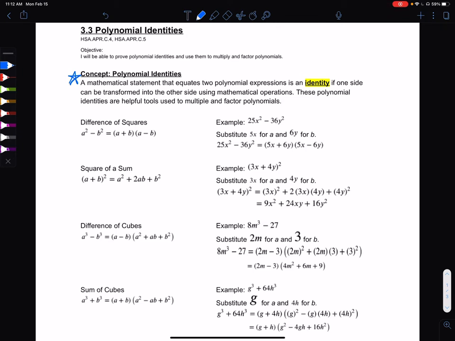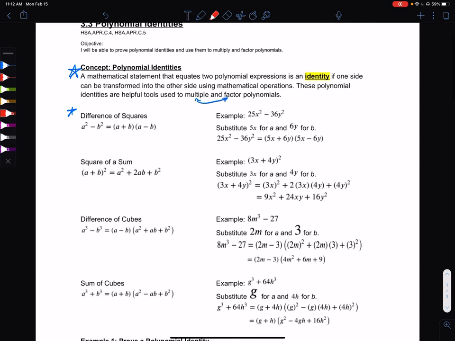These polynomial identities are helpful tools used to multiply and factor polynomials. So we'll use these to go back and forth between multiplying polynomials out, as well as factoring polynomials. First, I want to go through four of the most common ones that you'll see. This first one, difference of squares, you should be pretty familiar with. I'm going to do a lot of highlighting with these. Everything's already been written out, so just try to connect the dots and see what goes where.